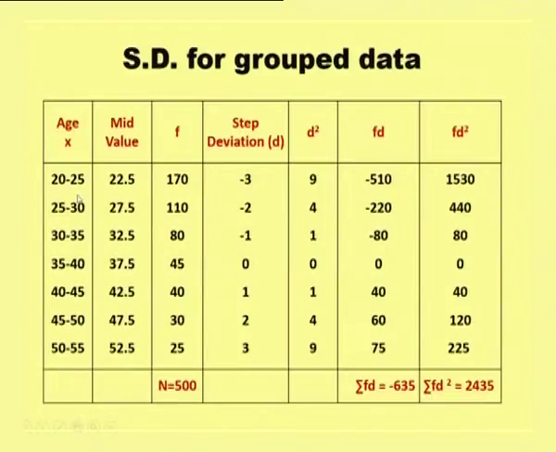That means the age starting from 20 to 55, and therefore, on an average it is ranging on both sides by 9 years. That is the standard deviation. That is the meaning of this term.